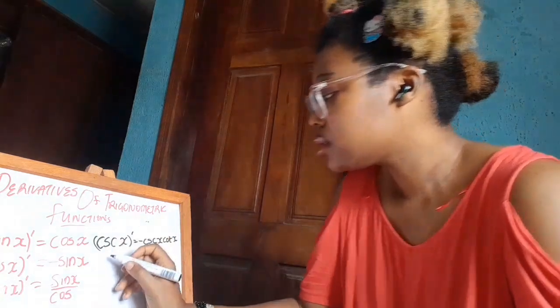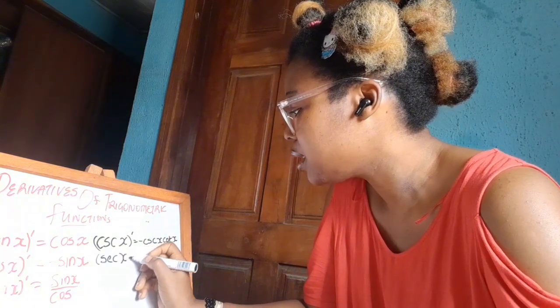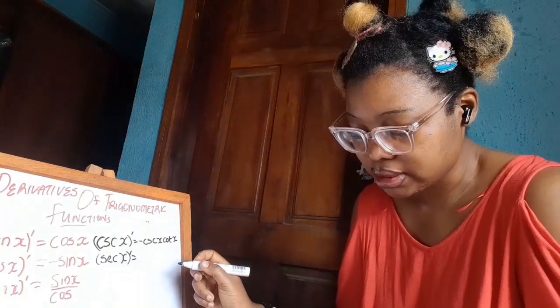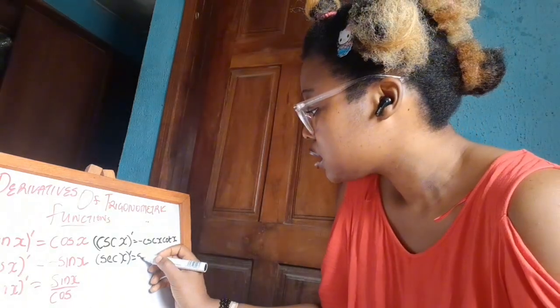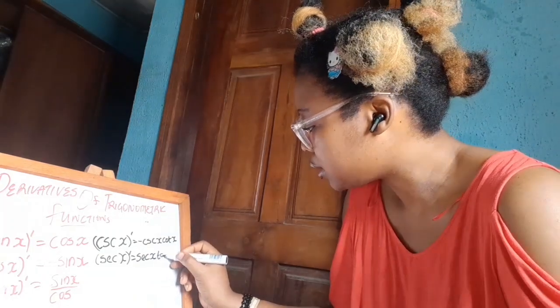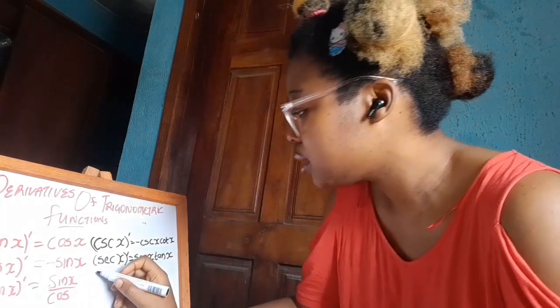Okay, next one is the derivative of secant. I think it even makes sense for me to use the black marker because then I can differentiate it easier. And that is sec x tan x. And finally, cotangent.